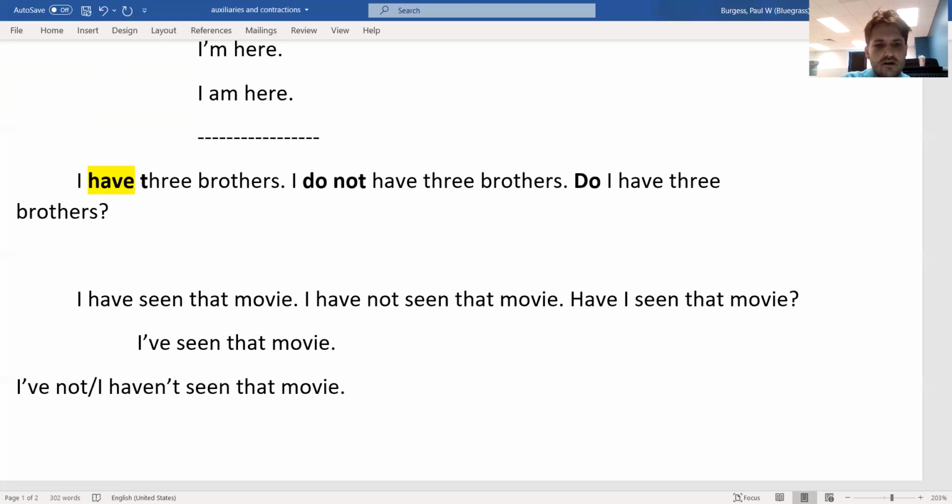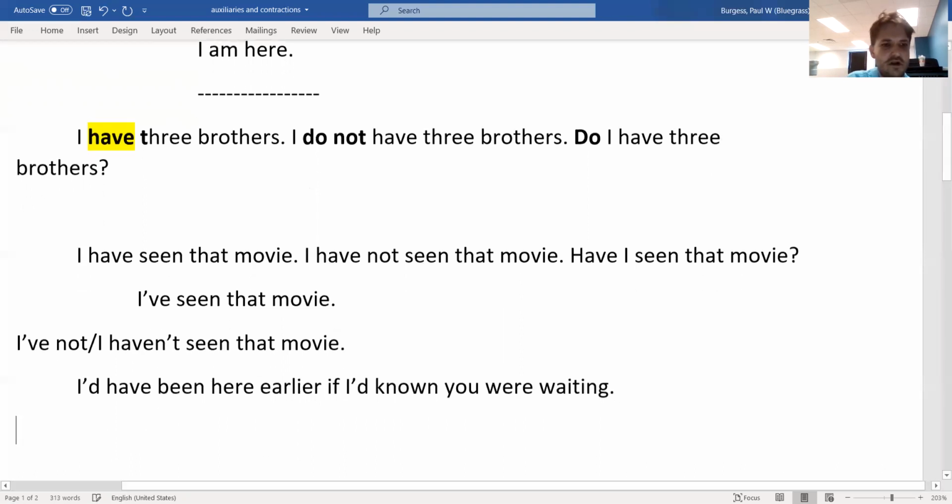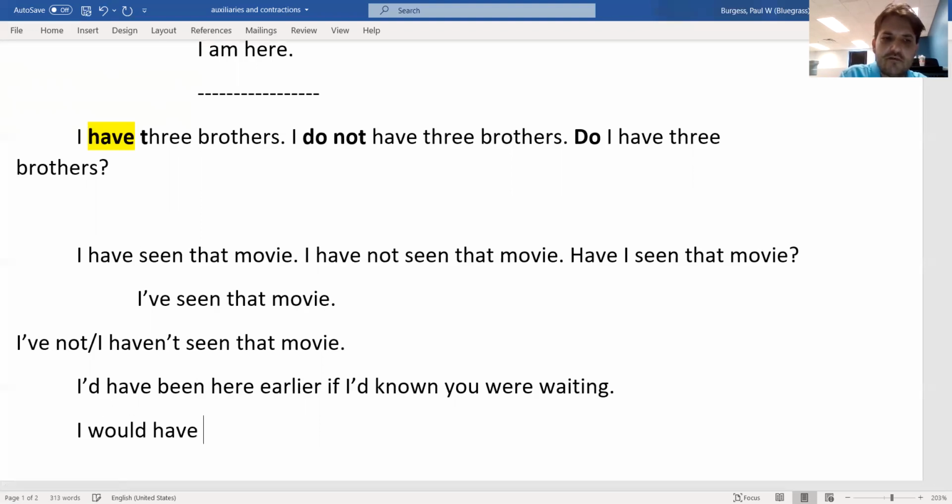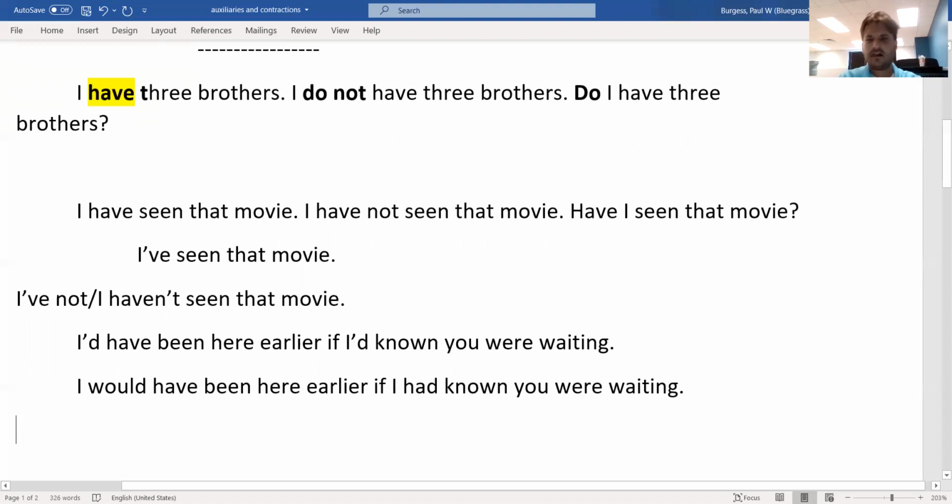Okay, we'll talk more about this in another video when we'll look at some of the more complicated forms like modal auxiliaries where we get stuff like this. All right, I'd have been here earlier if I'd known you were waiting. So even if you write this out completely, I'd have been here earlier if I'd known you were waiting. Now, it's still not really going to get equal emphasis.